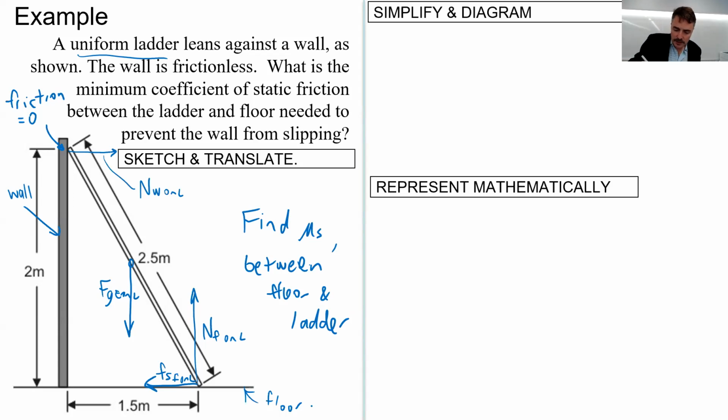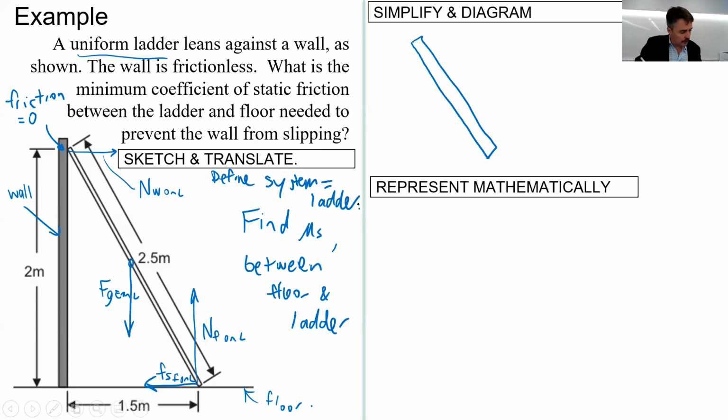Let's try it. So in my simplifying diagram, I'm going to draw sort of this extended free body diagram of the ladder. I'm going to define the system as the ladder. So let's draw a force diagram for that. Here is going to be the N of the wall on the ladder. There's going to be, again, force G of earth on the ladder. There's going to be this force of static friction of the floor on the ladder.